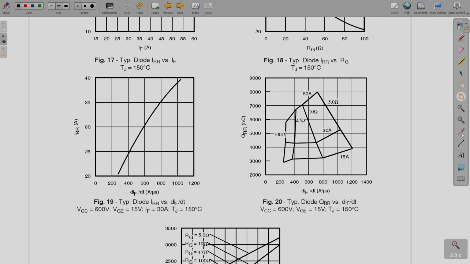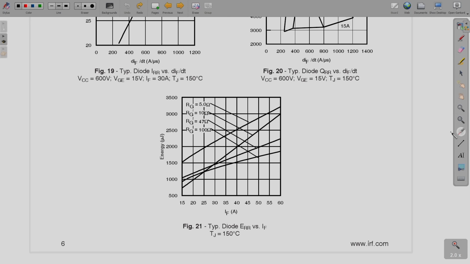Then how this reverse recovery current IRR changes with your di/dt. This we had discussed when we discussed diodes, that these are also associated with the rate of change of current, and so as your di/dt increases, your reverse recovery current is increasing. Then further it also gives your reverse recovery charge of the diode versus your rate of change of current, and you can see for different resistance values they are provided, and the limits are also given over here.